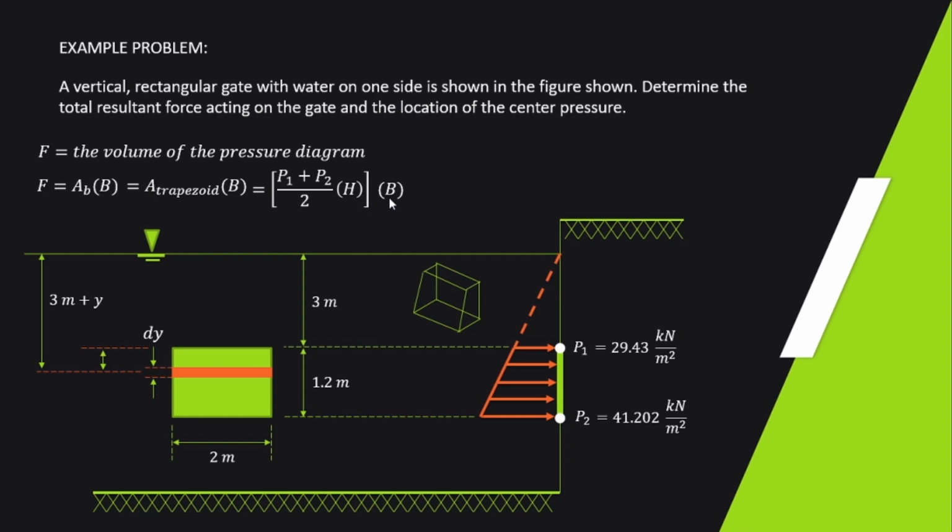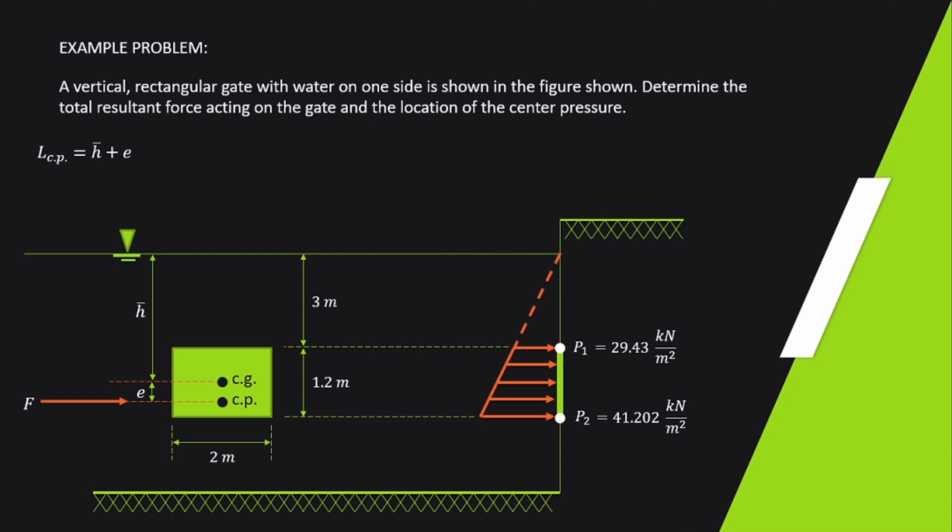So, substitute the values. We have P1 of 29.43 plus P2 of 41.202 all over 2 times its height which is 1.2 meters, times the length of the pressure diagram, 2 meters, because this is the width of the plate. You can pause the video again and calculate. And that is also equal to 84.7584 kilonewtons.